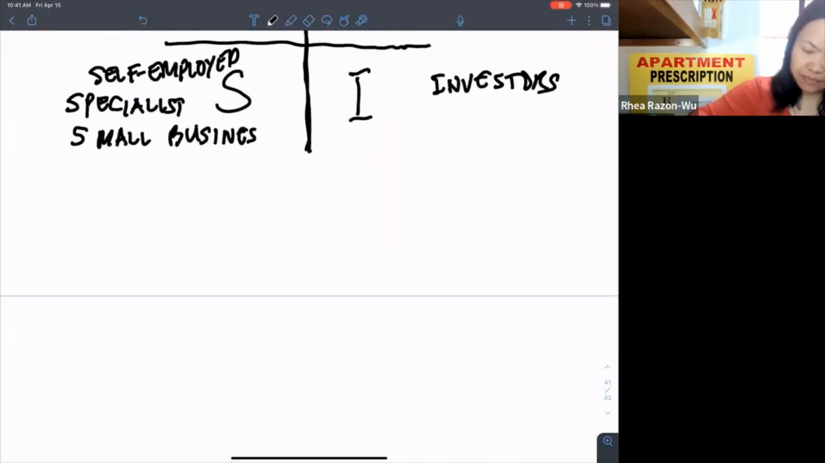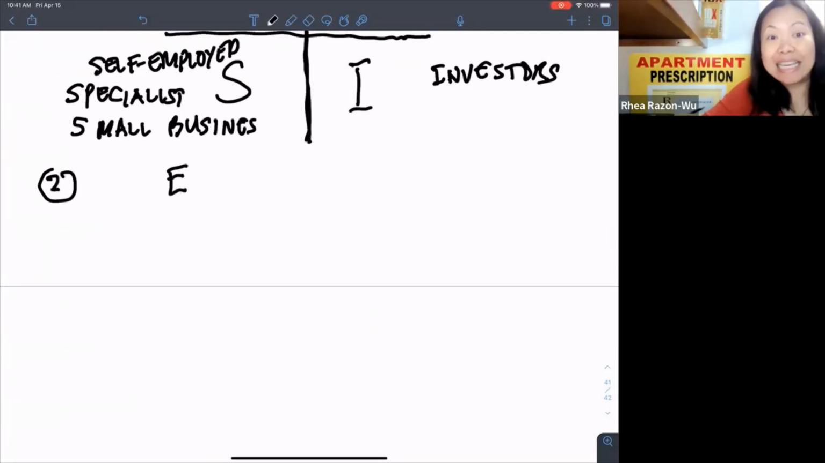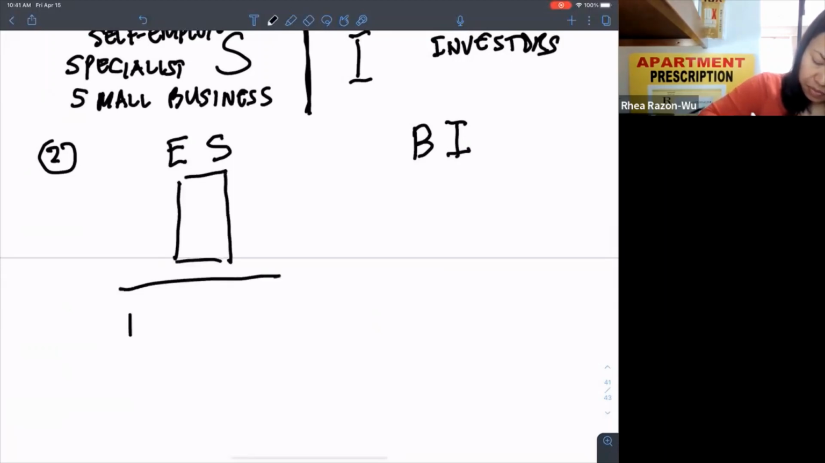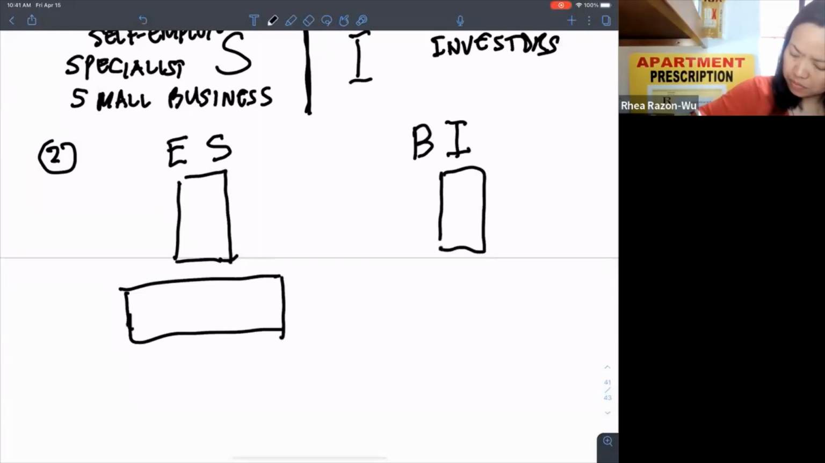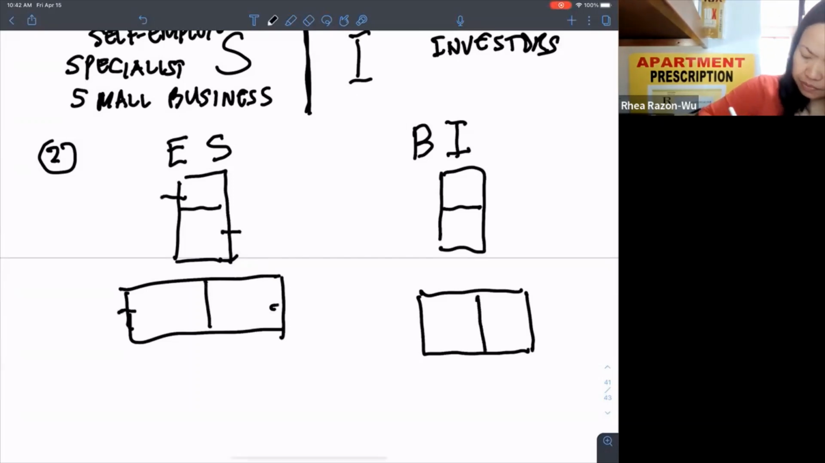That's point number 1. Point number 2 is, let's compare the employee and the self-employed, the specialist, and the small business, to the B, the big business, and the I, the investors. So this is our box, just like earlier. This is your income, expense, assets and liabilities.